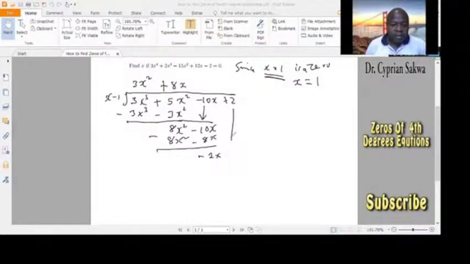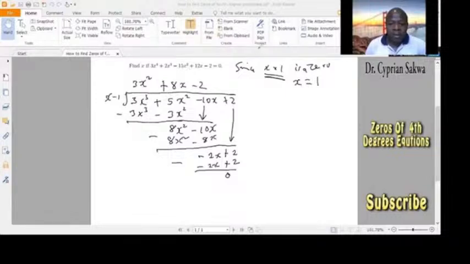You have plus 2. So how many times does that one go there? It's minus 2 times. So that will give us minus 2x, and then plus 2. Subtract, and you get 0. So what do we have? What we have now is that the cubic equation can be factorized.